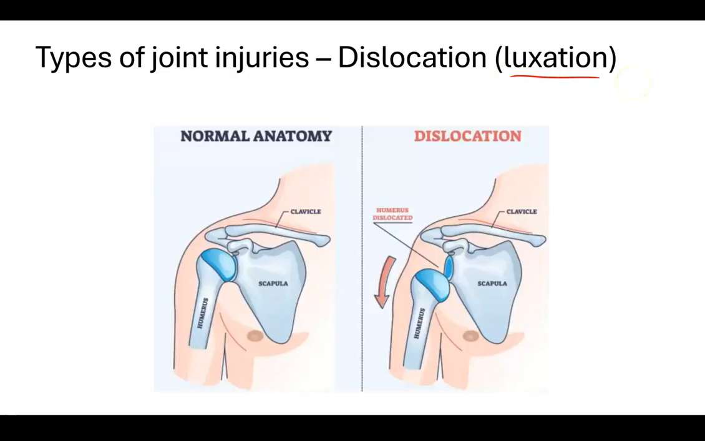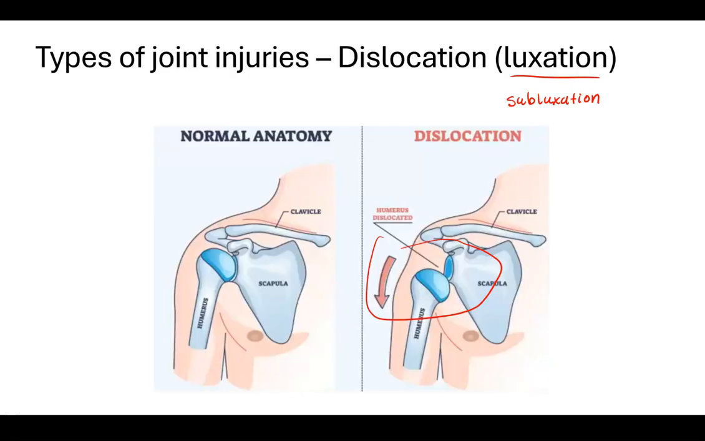The scientific term for dislocation is luxation, and there are degrees to this. You could have a full dislocation, like what you're seeing here on the slide, where the humerus completely comes out of the socket of the scapula. Or you could have a partial dislocation where it's only slightly out of the socket, and that is called a subluxation, which is a term you may have heard of before. So this could be a full dislocation or a partial dislocation, known as a subluxation.